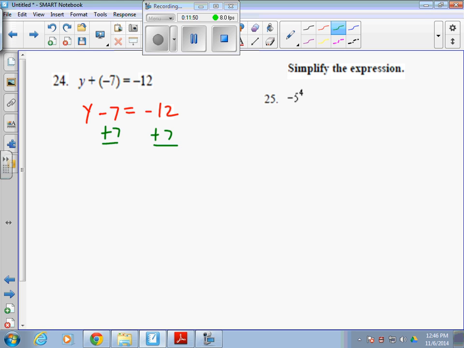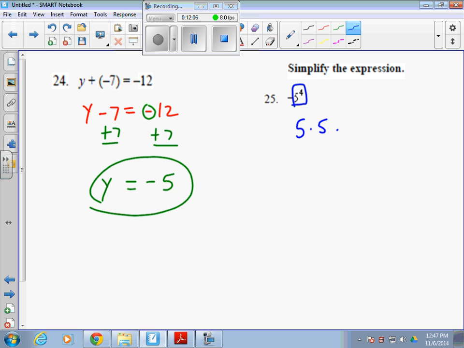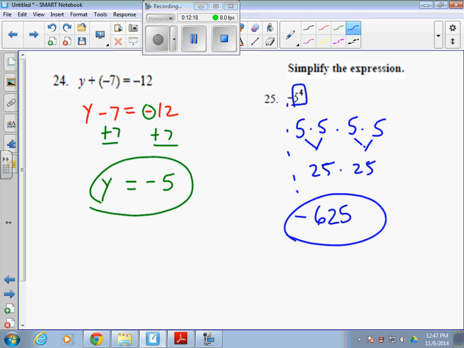Negative 12 plus 7, you subtract them, you get 5, and you keep the larger absolute value, negative 5. And in negative 5 to the 4th power, you're not raising negative 5 to the 4th power, you're just raising 5. So it means 5 times 5 times 5 times 5, this is 25, this is 25, and when you multiply those two together, you get 625, and then you bring that negative down to make it negative 625.